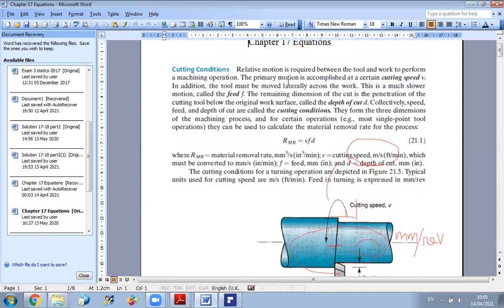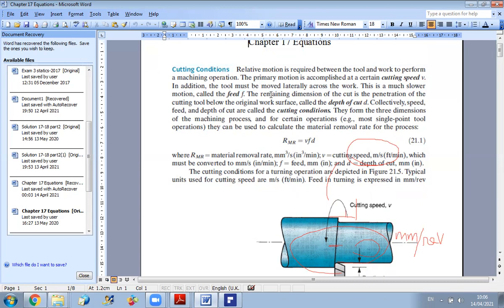In this case, the primary motion, as we said, is accomplished by the cutting speed v. In addition, the tool must be moved laterally across the work. This is a much slower motion called the feed. And the remaining dimension of the cut is the penetration of the cutting tool below the original work surface, which is the depth. So overall, the speed, the feed, and the depth of cut define the cutting conditions, and they form three dimensions of the machining process.